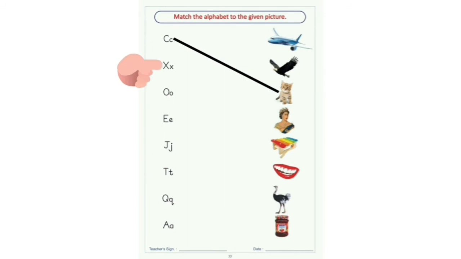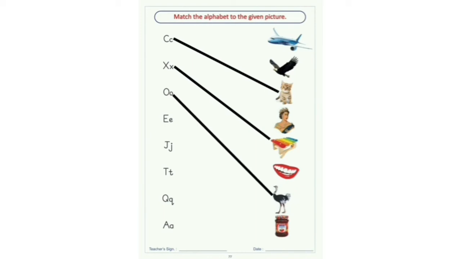This is alphabet X, X for xylophone. So you will match alphabet X with xylophone. This is alphabet O, O for an ostrich. So you will match alphabet O with an ostrich. This is alphabet E, E for an eagle. So you will match alphabet E with an eagle.